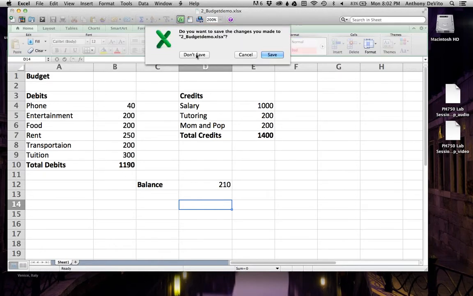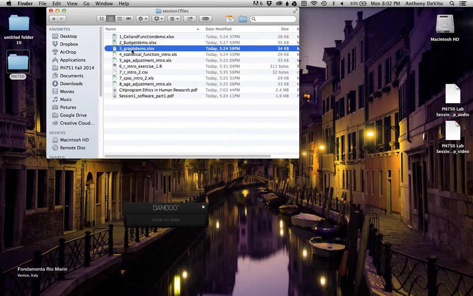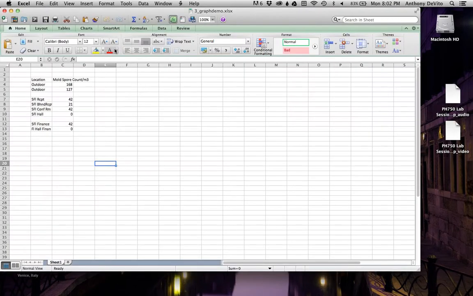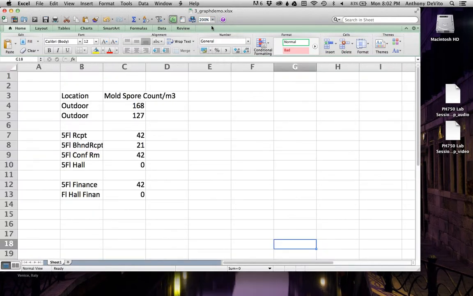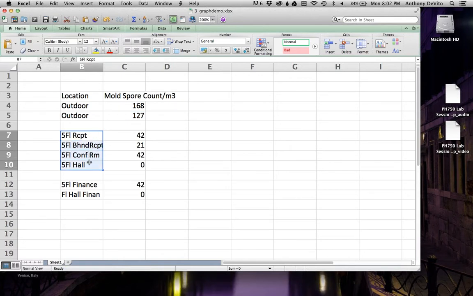Okay, so let's try the next one. Maybe by the next one, we'll start to get into stuff that we can apply to statistics. One of the other very valuable features in Excel and in many spreadsheet programs is that you can use it to create graphs. Right here, this is some data on indoor air quality. It's mold spore counts. We took 2 readings outdoors, one was 168, one was 127. We took 4 readings indoors in an area that was suspect, and a couple of readings in an area we thought didn't have any issues, and so on. It's kind of hard to interpret these numbers. It would be better if we could see it graphically.